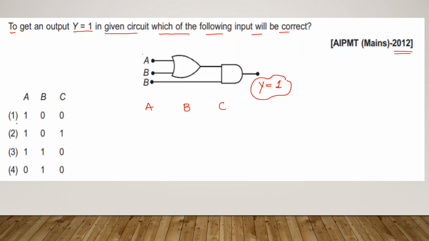Now he has given 4 options: 1, 2, 3, 4. What we have to do is substitute these 4 options in place of A, B, C and check whether we are getting the answer as 1 or not. Now let us take the first option. Here input A is 1, input B is 0, and input C is also 0.